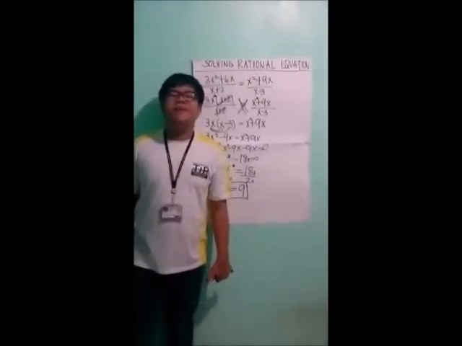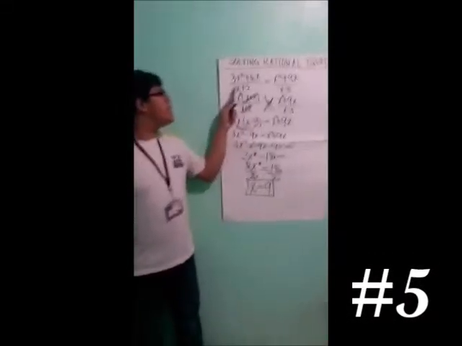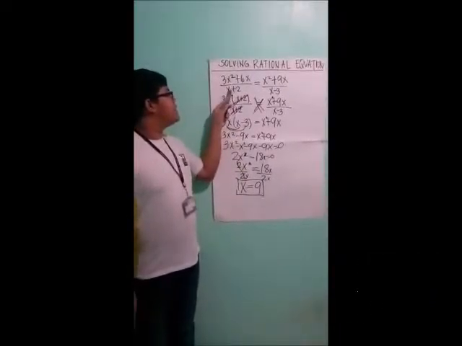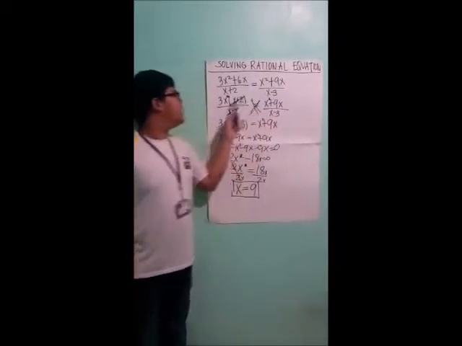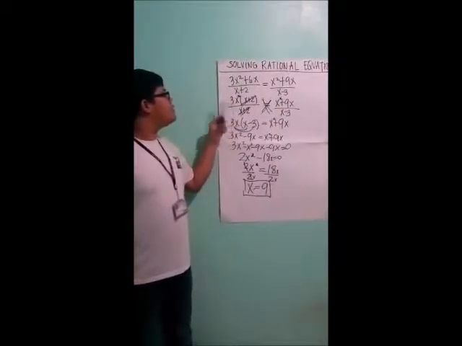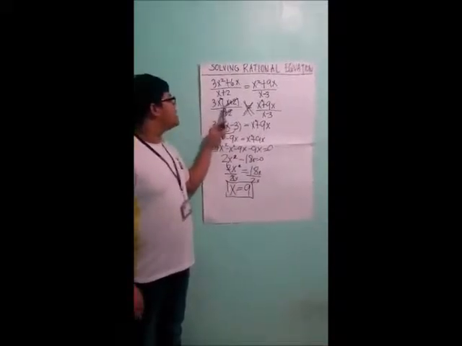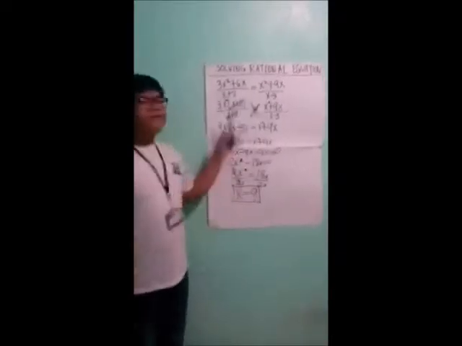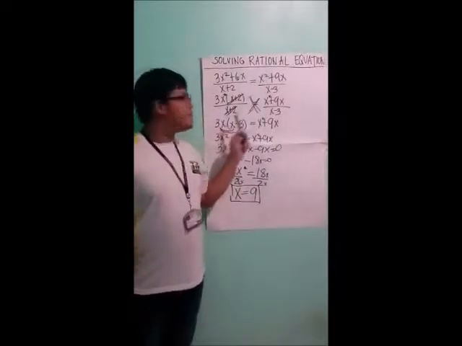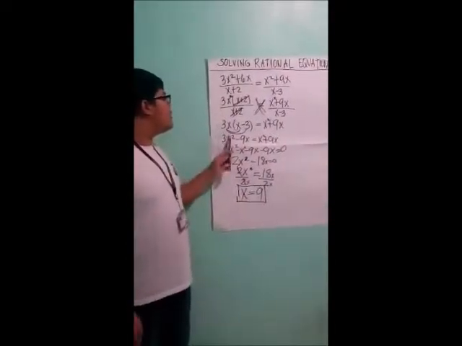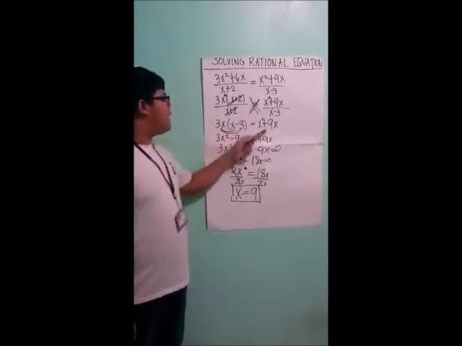Good day, Sir James. I'm here in front of you to solve a rational equation. So here is my example. 3x squared plus 6x over x plus 2 is equal to x squared plus 9x over x minus 3. So I will simplify the first equation by factoring it. So it will become 3x times the quantity x plus 2. After we factor, I will cancel the same term. And then after I cancel, I will cross multiply it. So it will become 3x times the quantity x minus 3 is equal to x squared plus 9x.